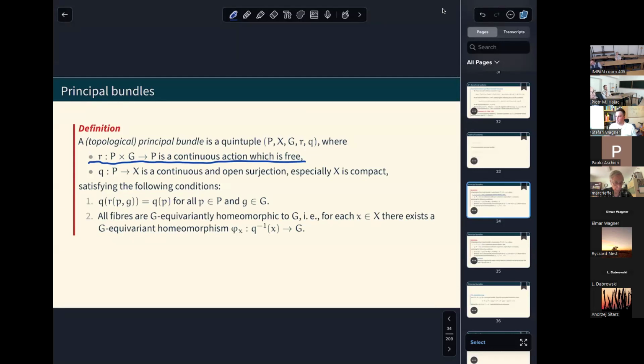Yeah, also by my definition, X will be a compact space, since Q is a continuous and open surjection. Okay, so this is how I talk. In this way, I put in the X, and then I have this satisfying these two conditions. The first condition is basically that the group acts on the fibers transitively and freely also. The second point is that all fibers are G-equivariantly homeomorphic to G.